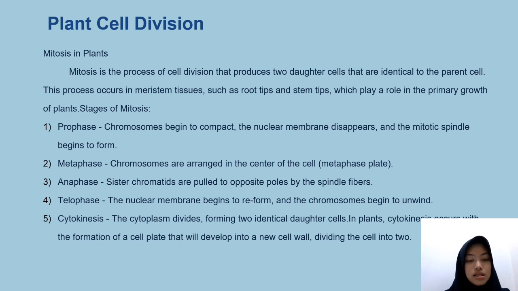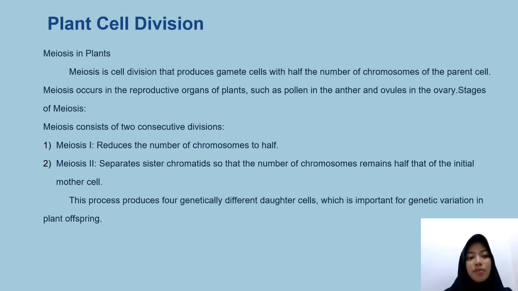And then cytokinesis. The cytoplasm divides, forming two identical daughter cells in plants. Cytokinesis occurs with the formation of the cell plate, the plate that will develop into a new cell wall while dividing the cell into two. This is meiosis in plants.